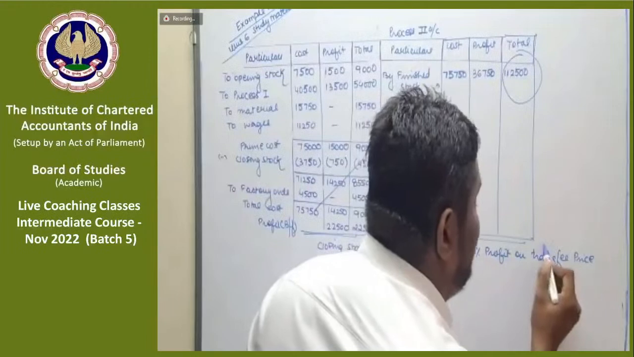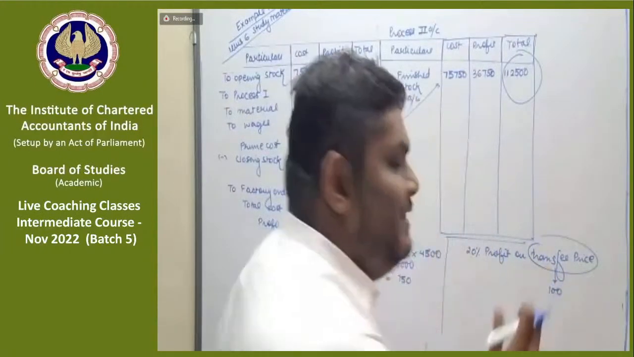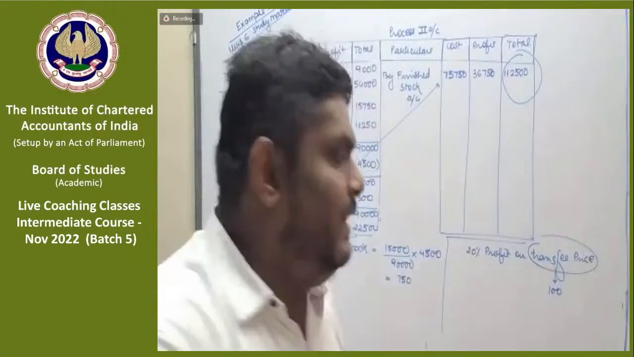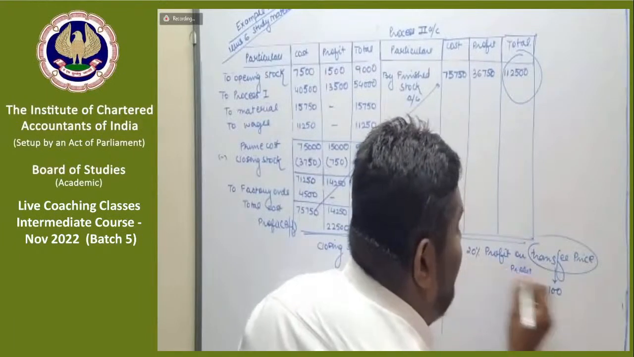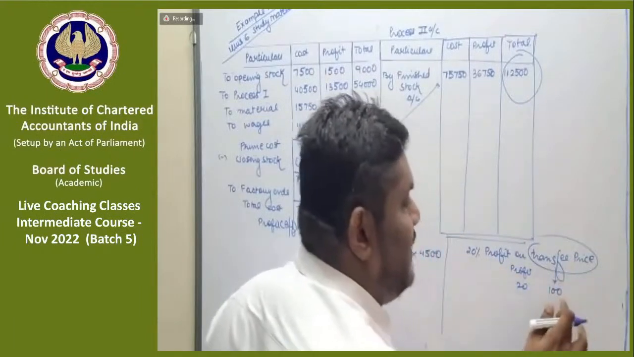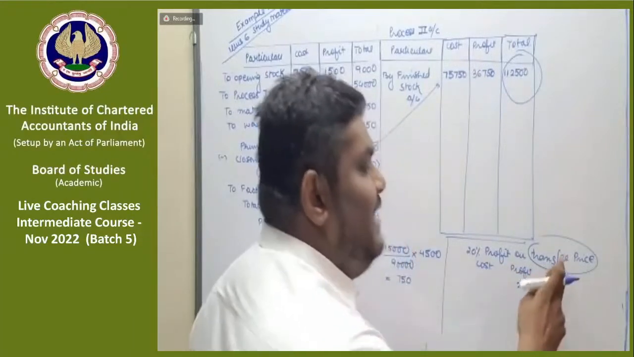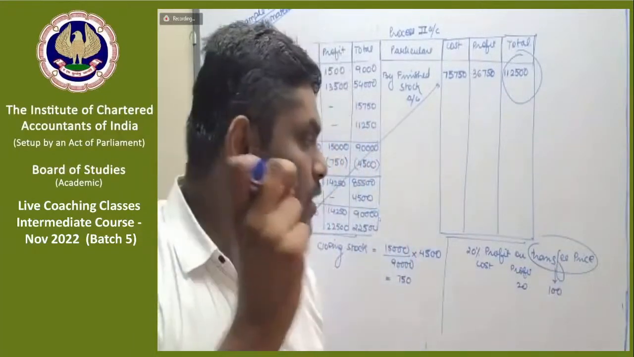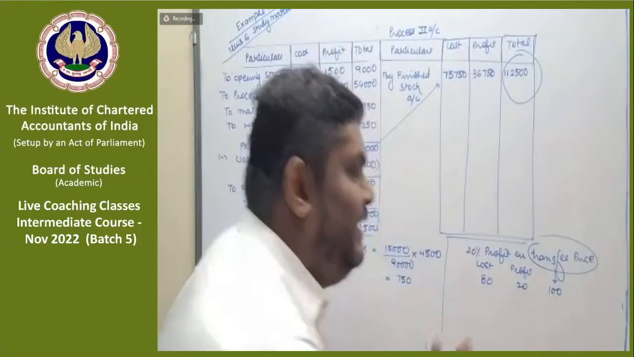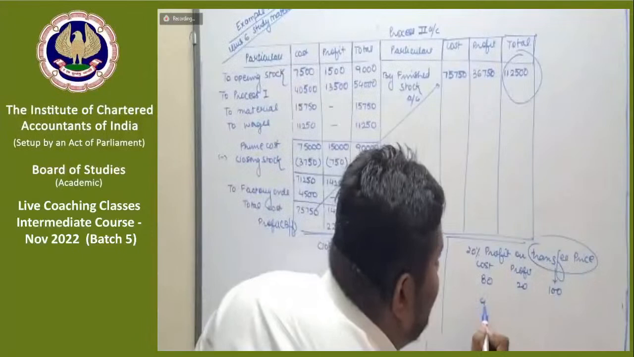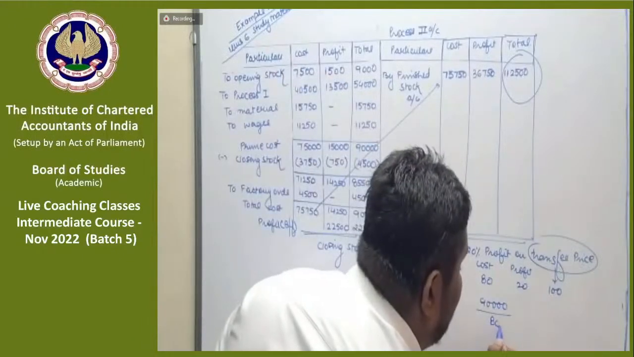It is 20% profit on transfer price. So assuming transfer price is 100, that is the selling price is 100. So my cost will be how much? Profit is 20% on transfer price, that is 20% of 100. Selling price is 100. Profit is 20. So my cost will be 80, that is 100 minus 20. So 90,000 is my cost till date divided by 80 into 100.